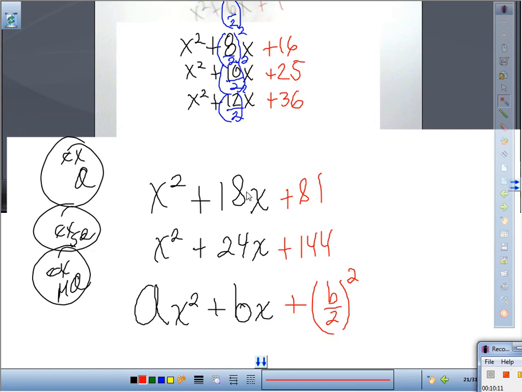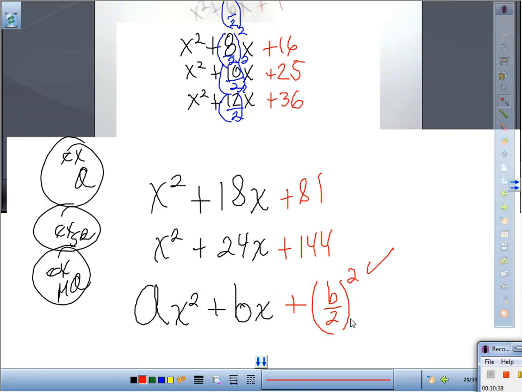Okay, what have we been doing to the coefficient of the middle term? Divide by 2 and square it. Just following the process. Everybody follow it? This is what we call completing the square.